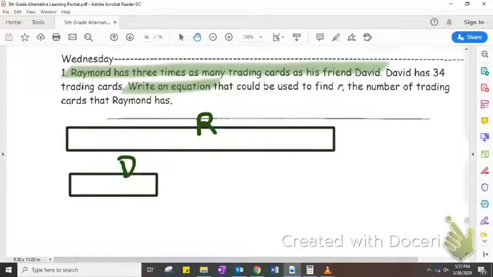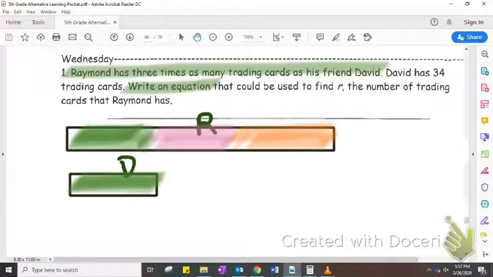So, if David has D amount, then Raymond has D amount plus the same thing again, plus the same thing again. 3 times what David has.